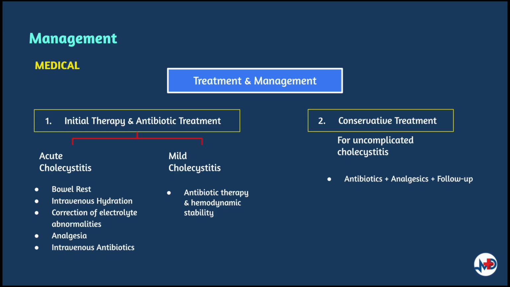As for initial therapy and antibiotics treatment in acute cholecystitis, this includes bowel rest, intravenous hydration, correcting the electrolyte abnormalities, analgesia, and intravenous antibiotics. For mild cases of acute cholecystitis, antibiotic therapy with a single broad-spectrum antibiotic is adequate. Some options include the current Sanford Guide recommendations, which include intravenous piperacillin-tazobactam or ampicillin-sulbactam, or meropenem in severe cases. Alternative regimens include a third-generation cephalosporin plus metronidazole.